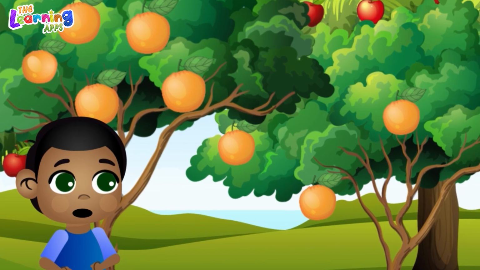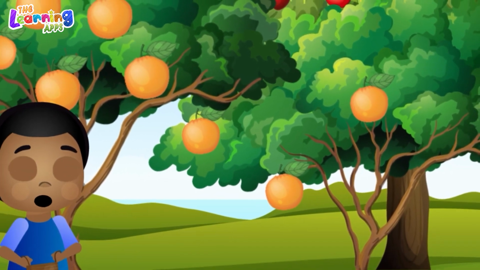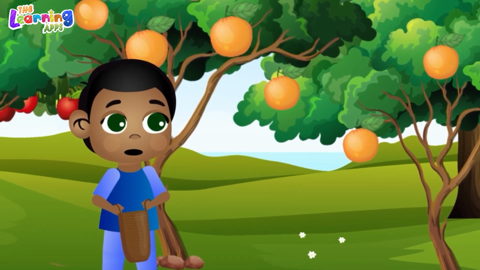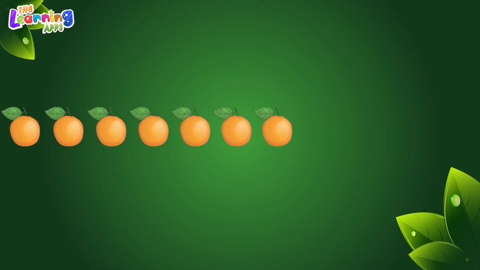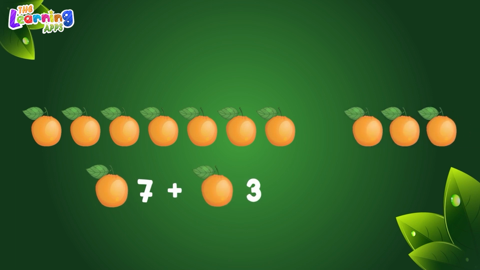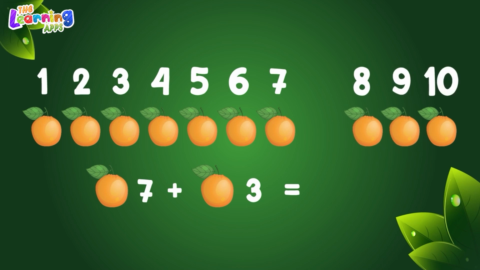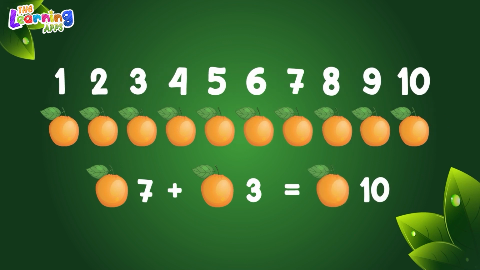See, there are 3 more oranges on another tree. Let's count all the oranges I have today. 7 add 3 makes 1, 2, 3, 4, 5, 6, 7, 8, 9, 10. There are 10 oranges in all.